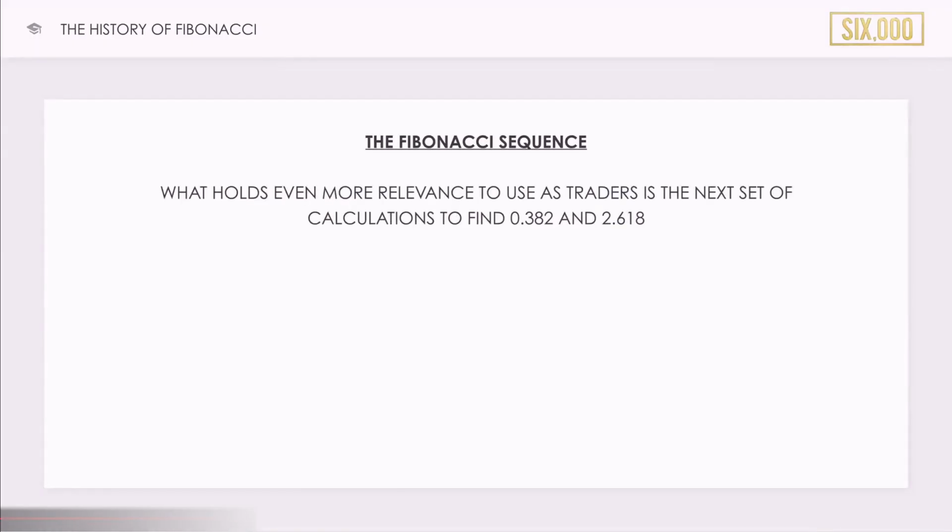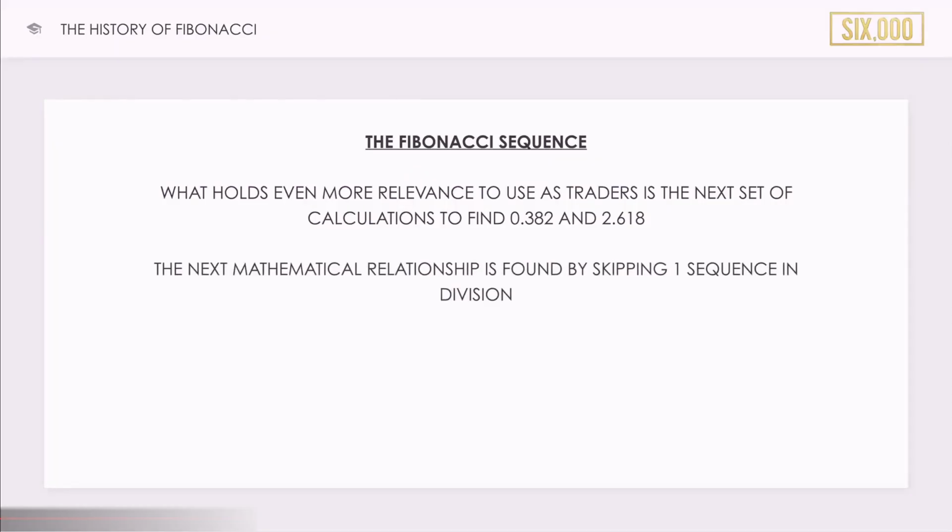Now, what holds even more relevance to us as traders is the next set of calculations to find 0.382. This is the minimum for a bat pattern, the minimum for a crab as well, for the B point, and 2.618. These are the two numbers we're going to be looking at.